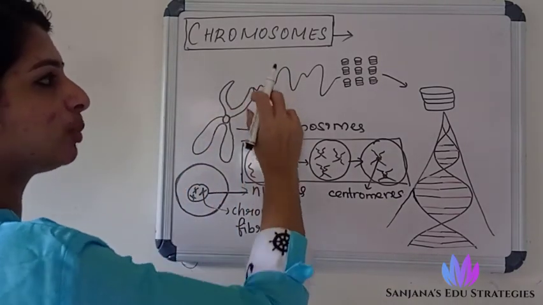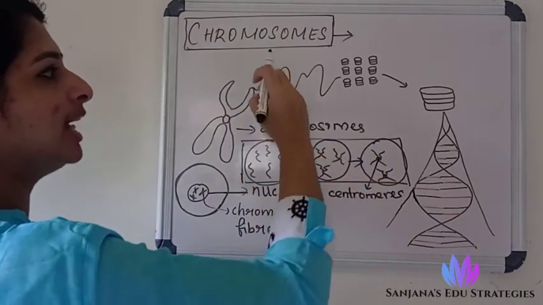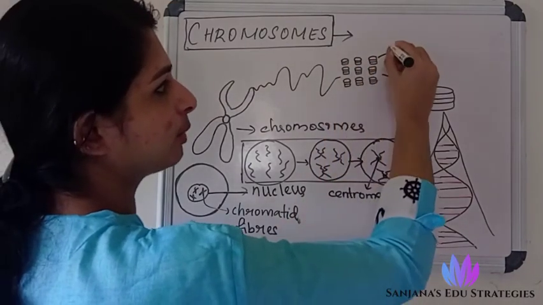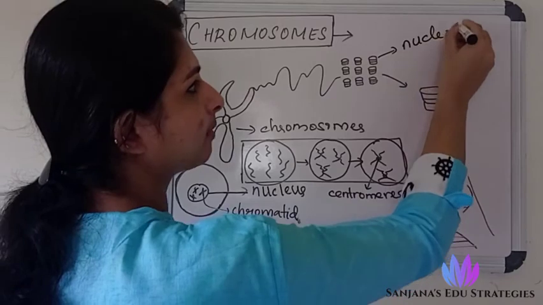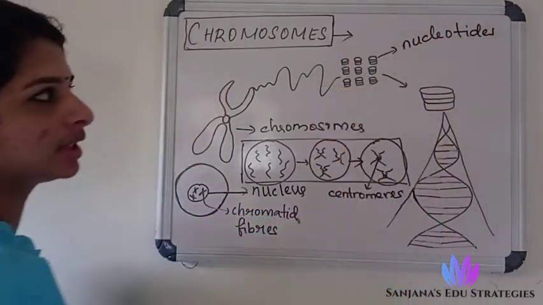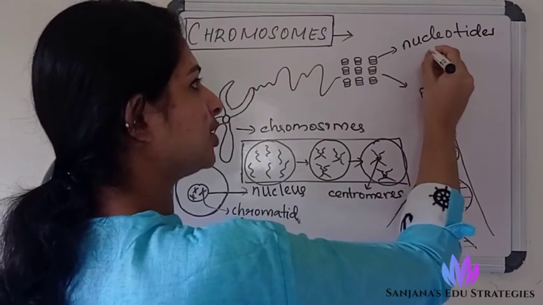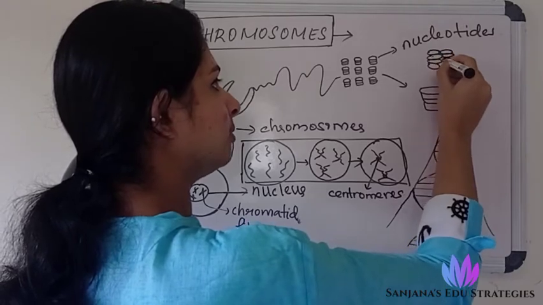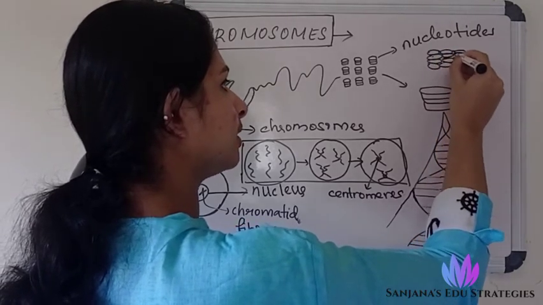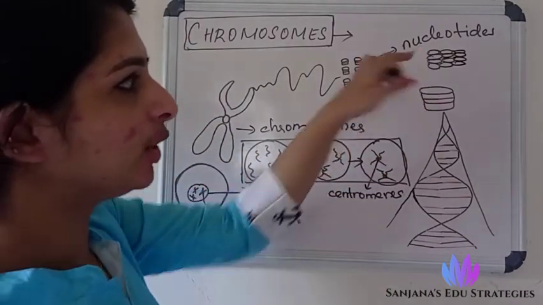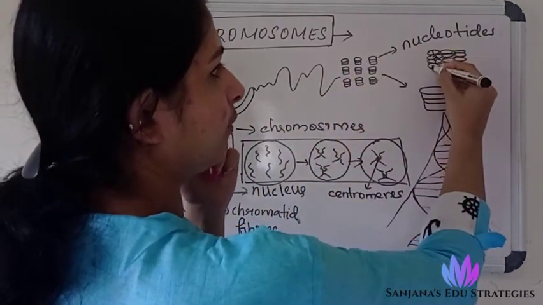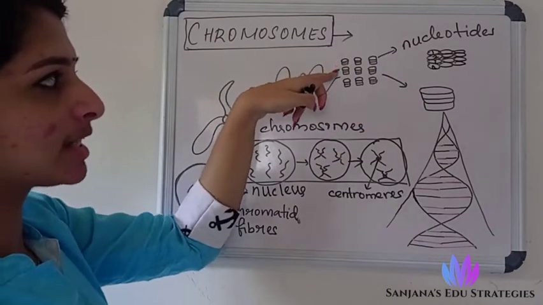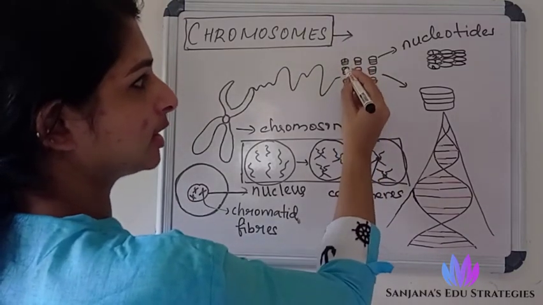Now we'll see what is present inside the chromosome. When you take a chromosome, it is made up of many strands of nucleotides. These are known as nucleotides. How will these nucleotides be arranged? Like this, nearby they will be arranged. When I take one nucleotide, I am naming these 1, 2, 3, 4. When I take the first nucleotide, it will be arranged in piles. This is first, this is second.